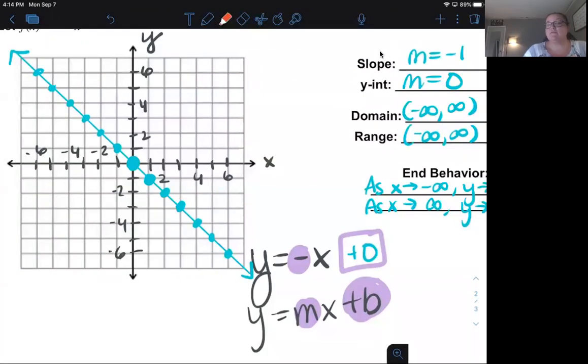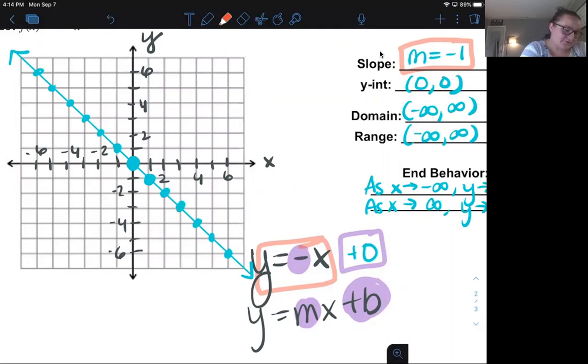This is the graph that I got from my solution for graphing y is equal to negative x. What I noticed is that there's a -1 being multiplied by x, so my slope is -1. I also noticed that nothing was being added or subtracted to negative x, which means that b would have to be 0. So I know that my y-intercept, which I'm realizing I wrote incorrectly here, should be 0, 0.